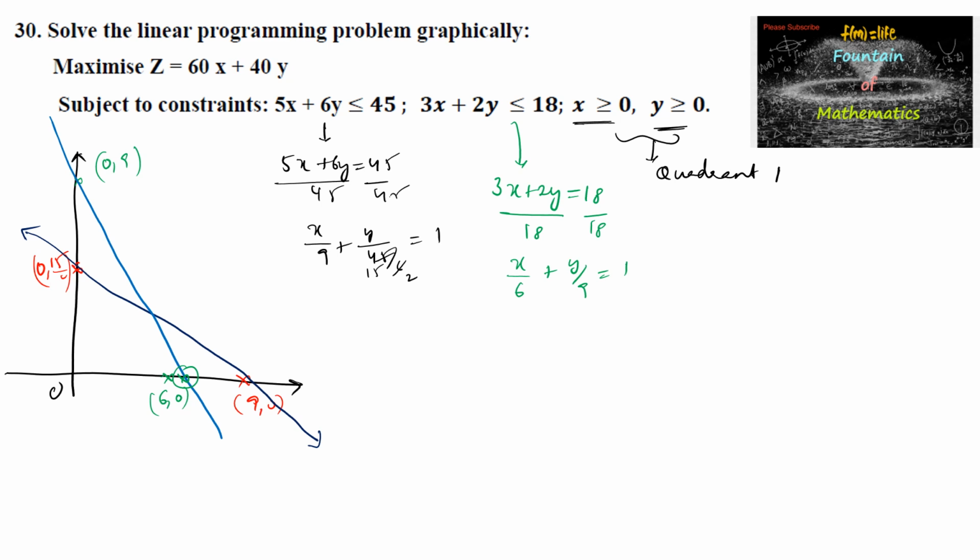And coming to the inequality, in the first equation 0 comma 0, that is 5 into 0 plus 6 into 0 is 0, less than or equal to 45, which is true. So we can say that the inequality will be towards the origin. And coming to the second line equation, you can consider 0 comma 0 here: 3 into 0 plus 2 into 0 is 0, less than or equal to 18, is also satisfying. Origin is satisfying the inequality. So we can say the shaded region is towards the origin, so we can draw the shaded region towards the origin.